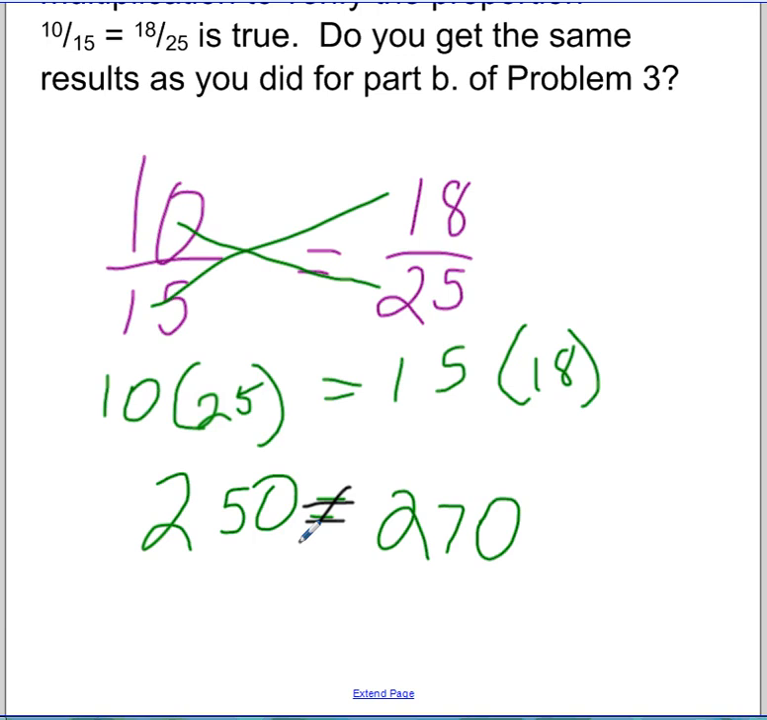And it asked, did we get the same results as we did for part B of problem 3? Well, it asked if they were the same, and we were looking at the 50 equals 54. So we're not using the same numbers, no, but we still get the same final results that no, they are not equivalent.